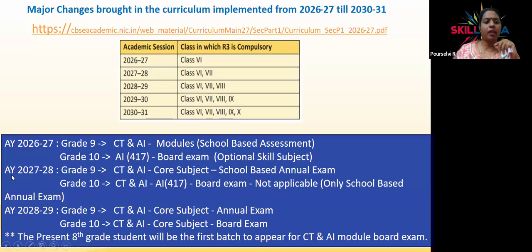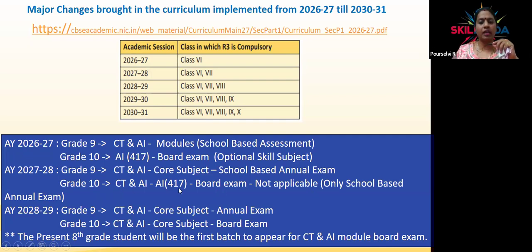Okay. So now 2027 to 28. In this 2027 to 28, we are supposed to take up the module mandatorily. Both grade 9 and 10, we have to impart the CT and AI module, which would be released with the exact curriculum, whatever they release, it should be implemented. But a school-based annual exam will be conducted. Okay, no board exam for next year.